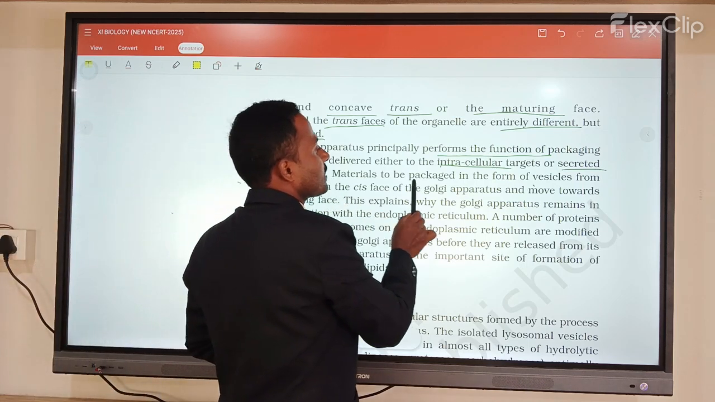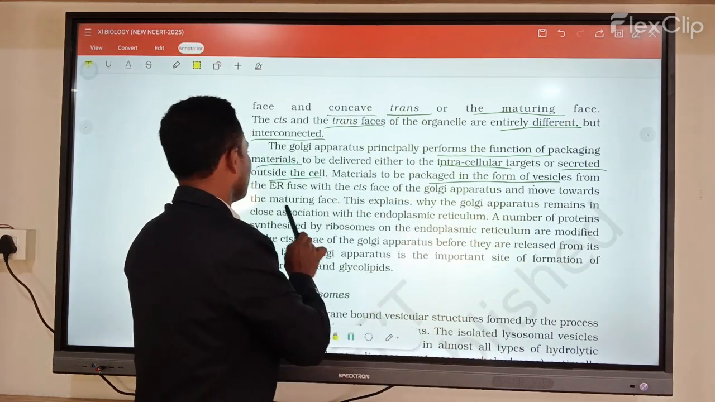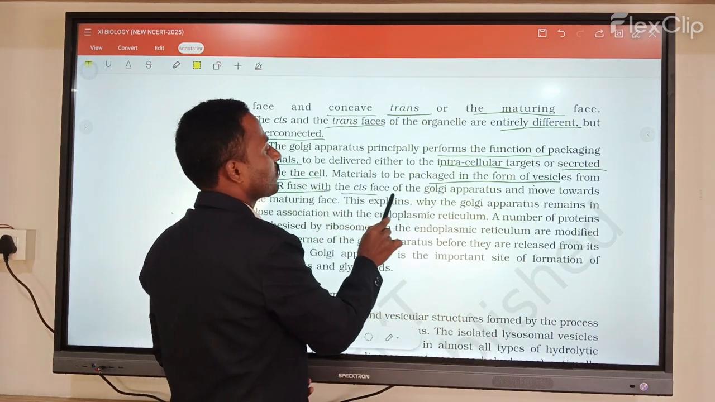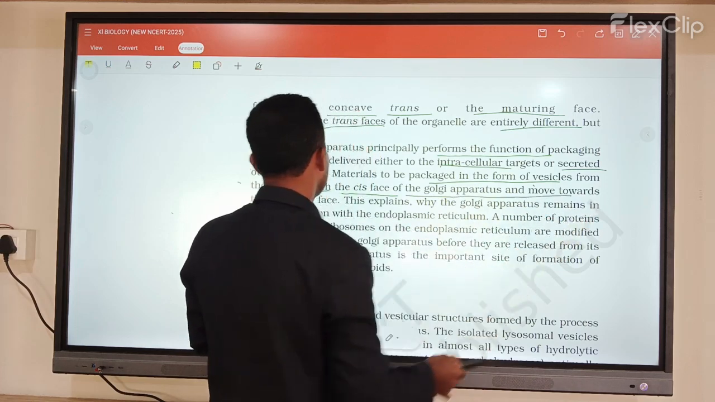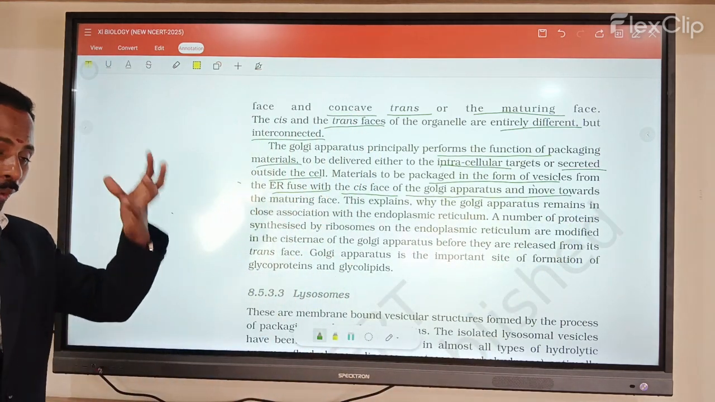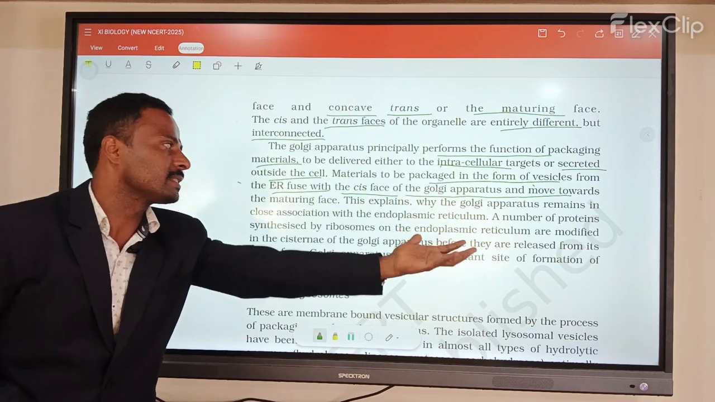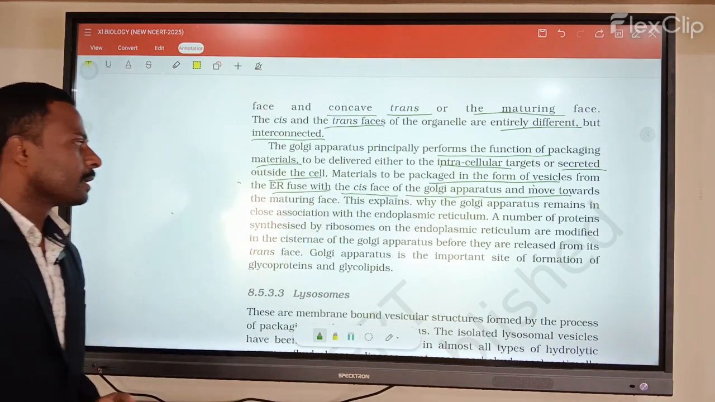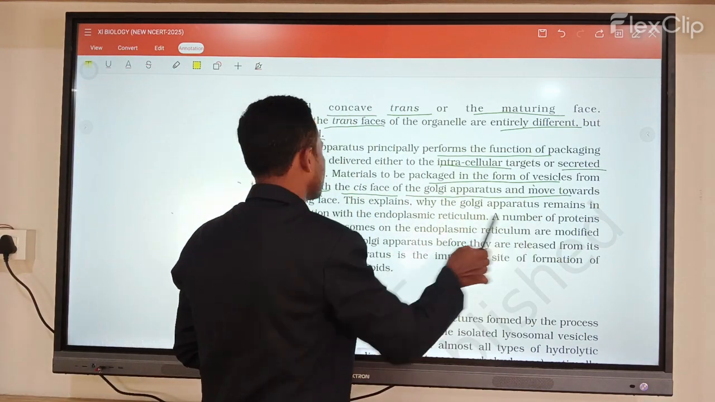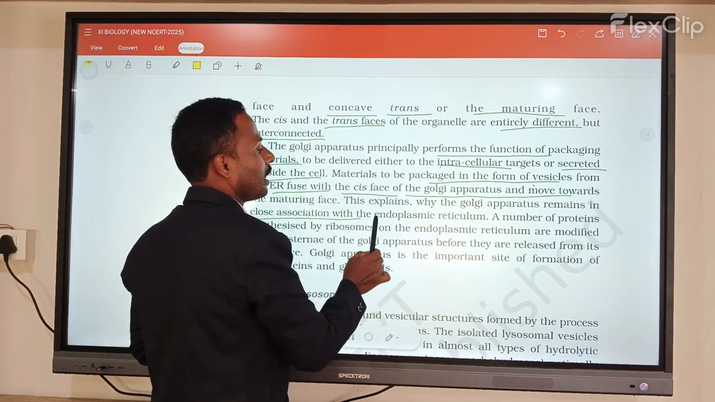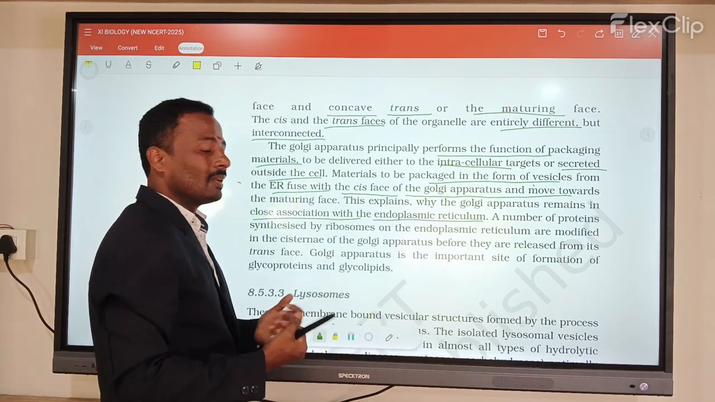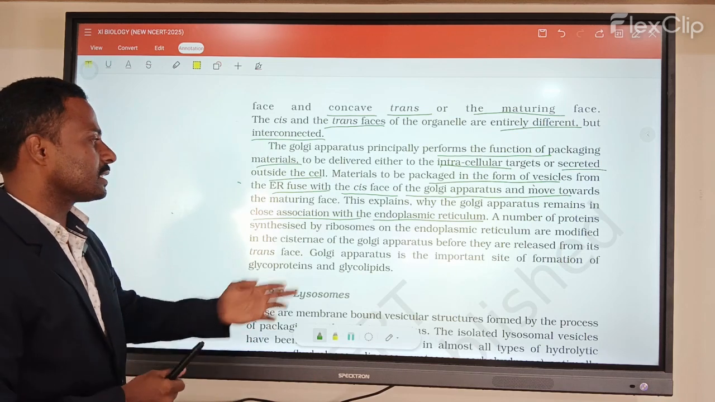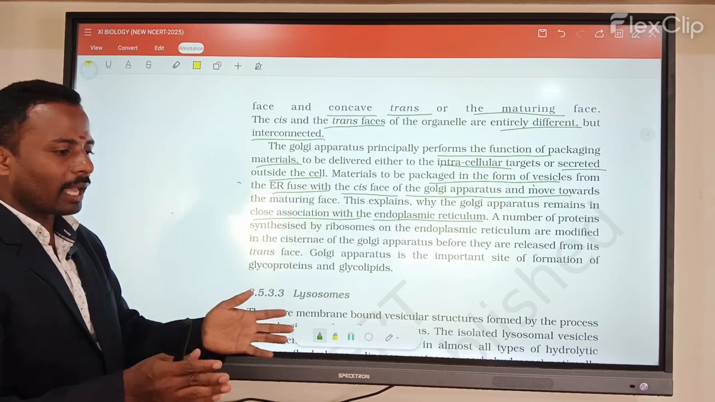Now the vesicles packed from the endoplasmic reticulum fuse with the cis phase of the Golgi apparatus and move towards the maturing phase. This explains why the Golgi apparatus remains in close association with the endoplasmic reticulum. They are both located nearby.